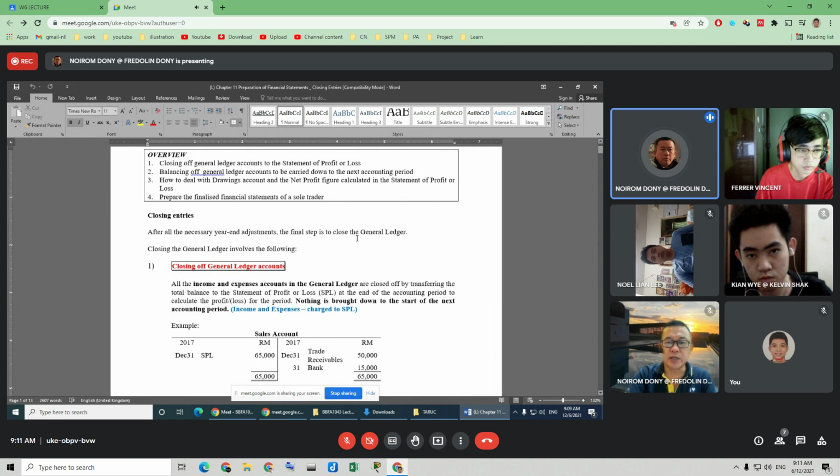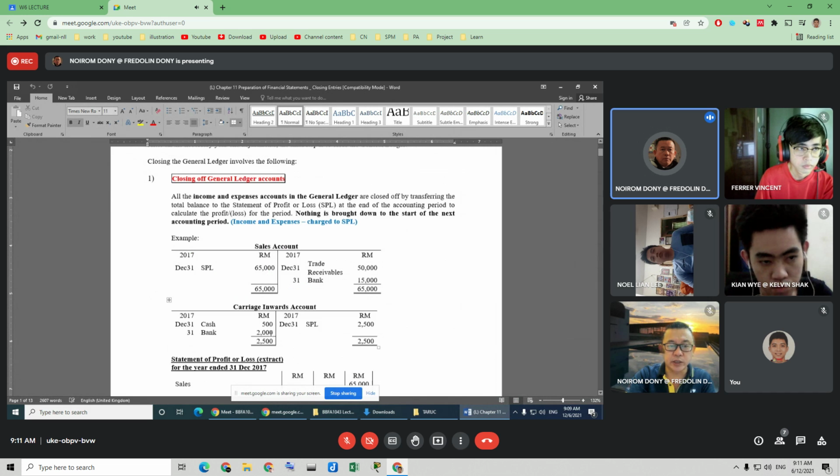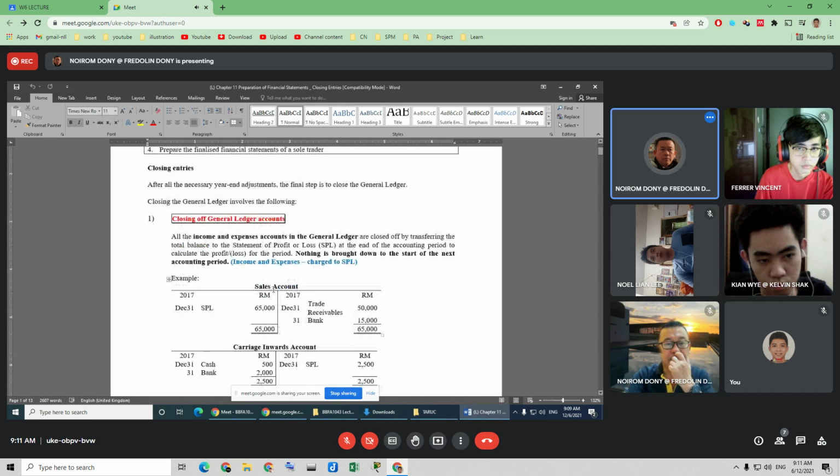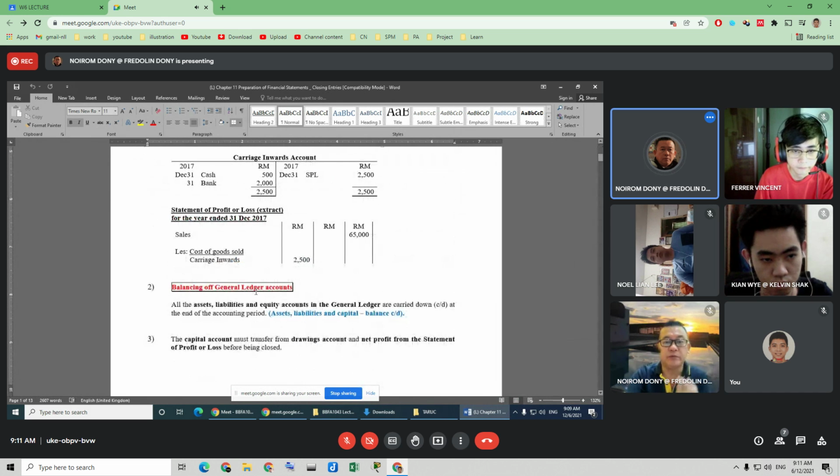Okay, and the final step is to close the general ledger. So for the general ledger, we're talking about the revenue and expenses. This is the first process. Closing the general ledger involves, in general, what we call closing. But one is closing off and one is balancing off.